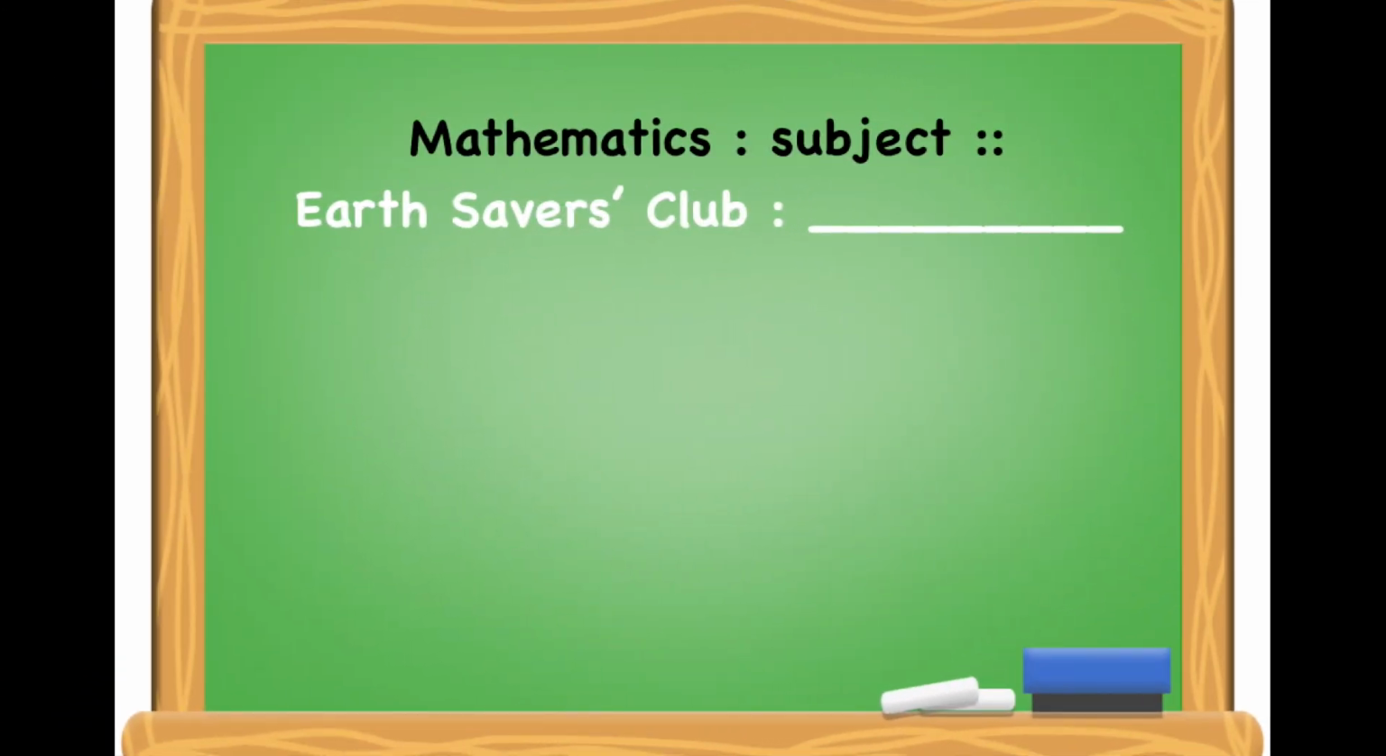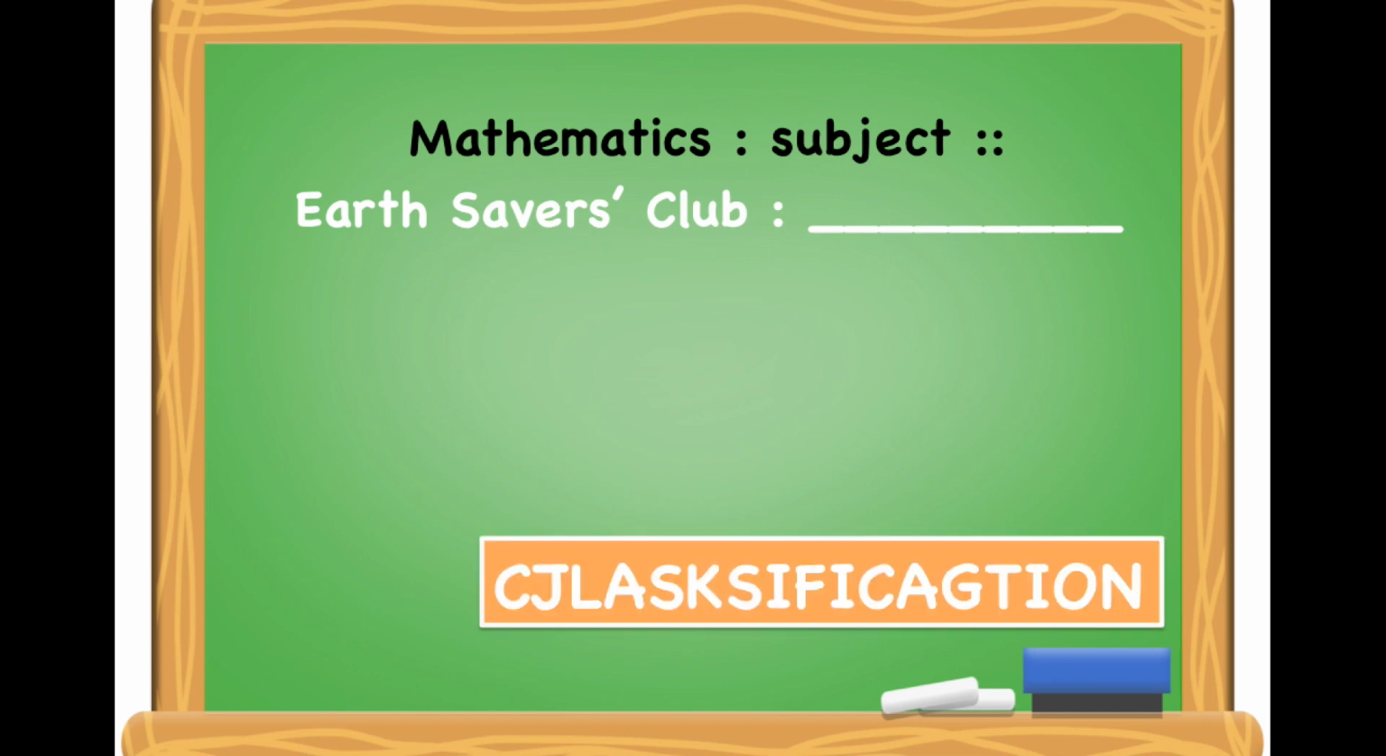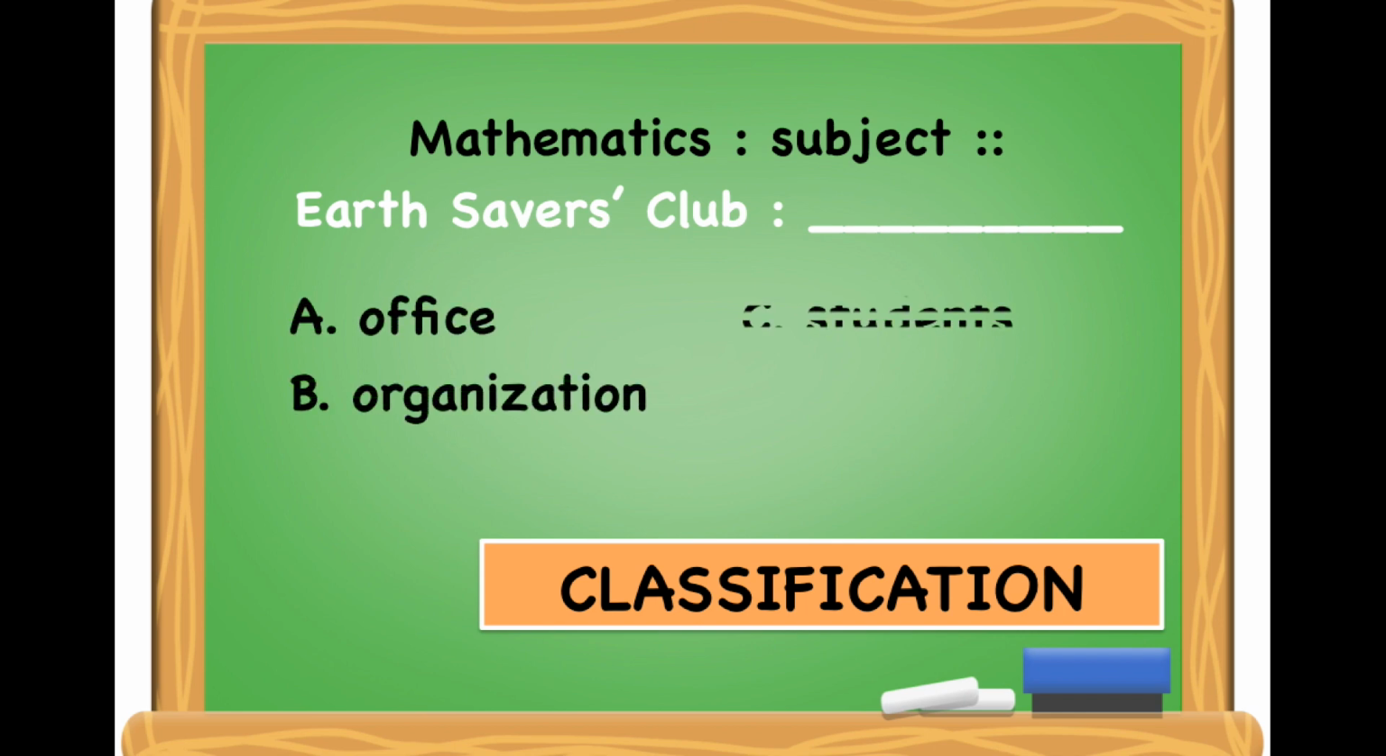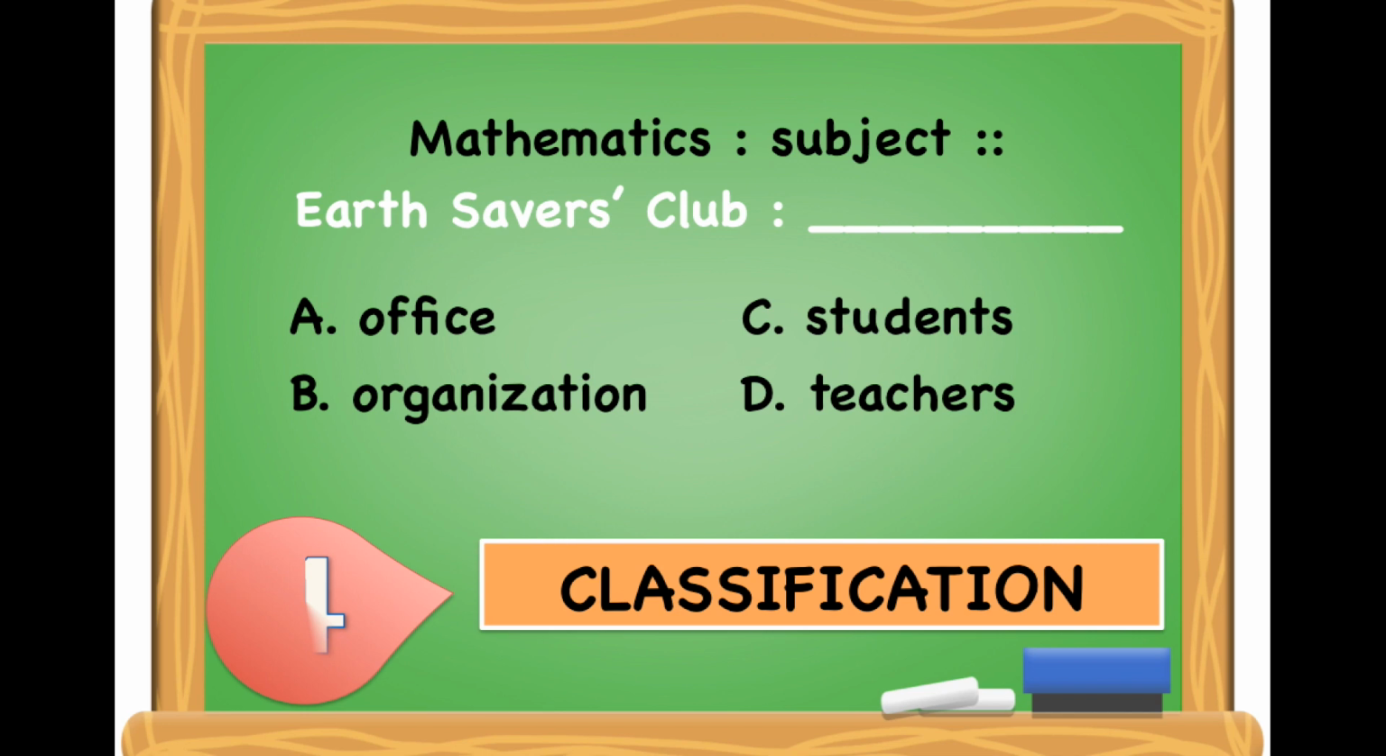Number 1. Mathematics is to subject as Earth Savers Club is to. Let us first unlock the type of analogy using this pool of letters. You got it! It's classification. Now, what best completes the analogy? A. Office. B. Organization. C. Students. Or D. Teachers. Great! It's B. Organization.